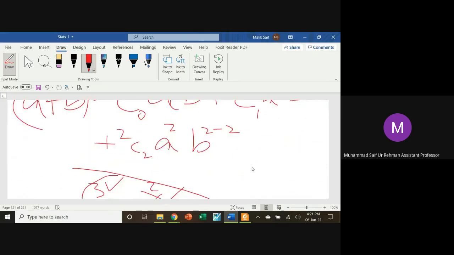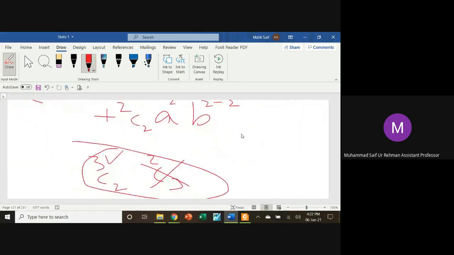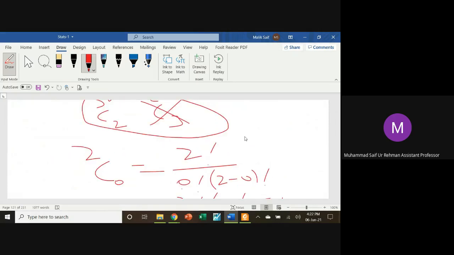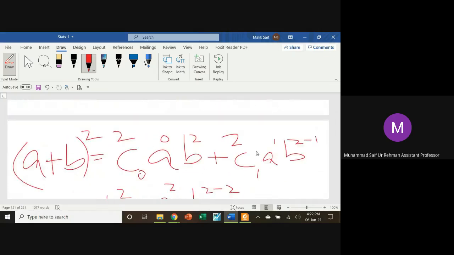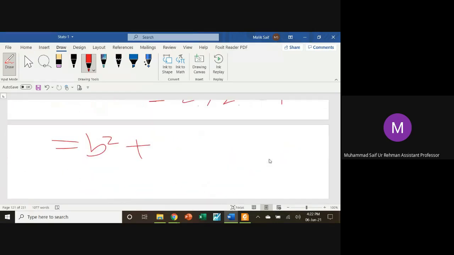2C1. 2C1 is equal to 2. You can check it. 2 factorial divided by 1 factorial into 2 minus 1 factorial. So the answer will be 2 factorial, equal to 2. Then A power 1 and B power 2 minus 1, which is 1. So 2AB. This will be 2AB.